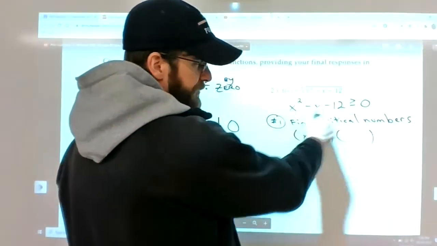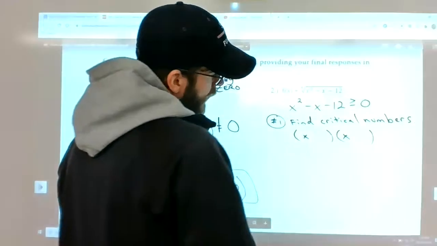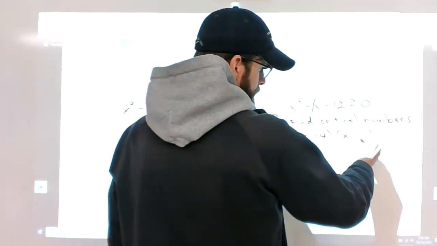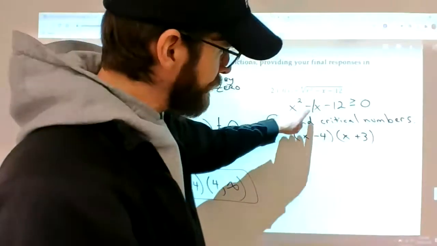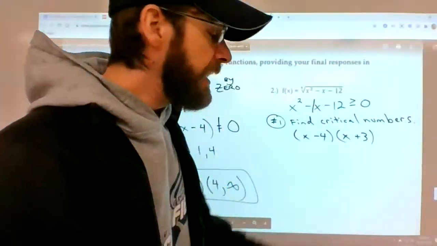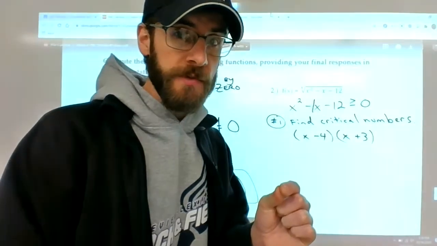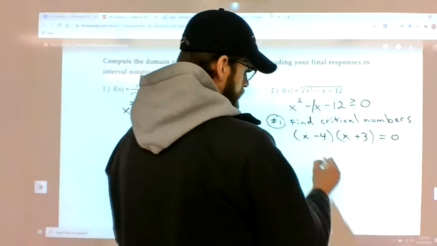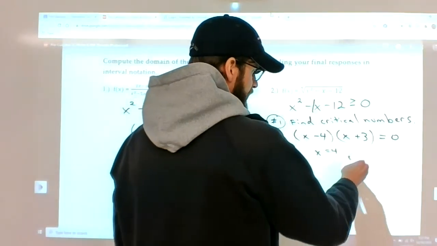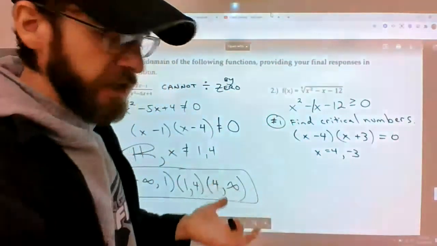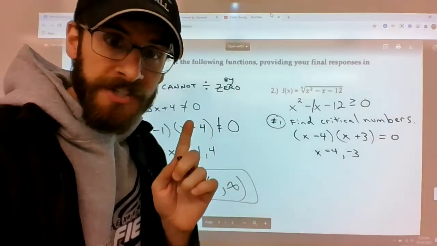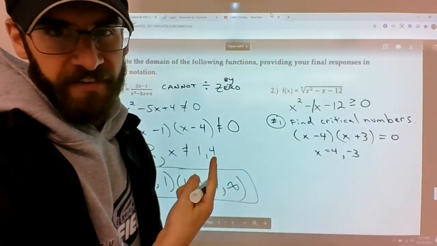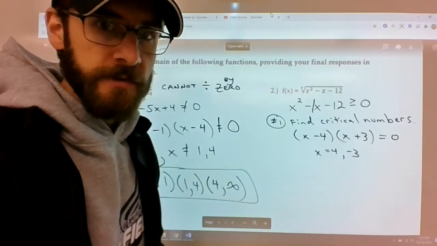x times x gives me x squared. Let's see. Negative 4 plus 3 is negative 1, and it multiplies to give me negative 12. Now, the critical numbers are the zeros, the places where it equals 0. So 4 and negative 3 are both critical numbers. You now set up the intervals to test them. This is basically a review from chapter 1 of how to solve inequalities of quadratic structure.